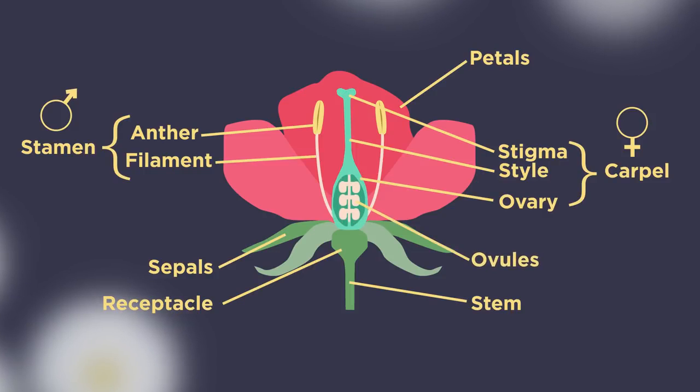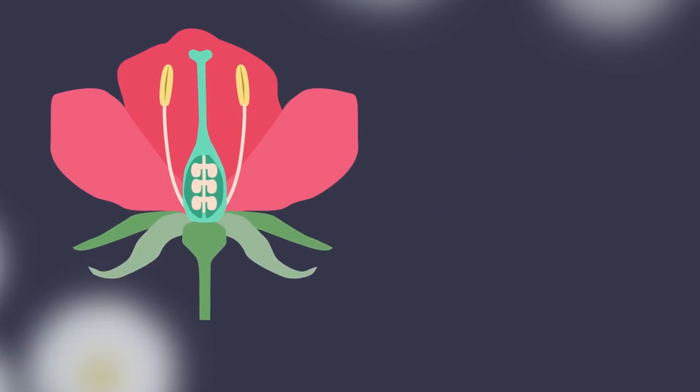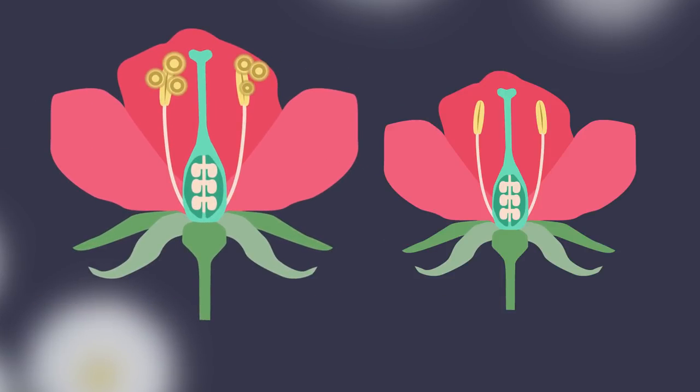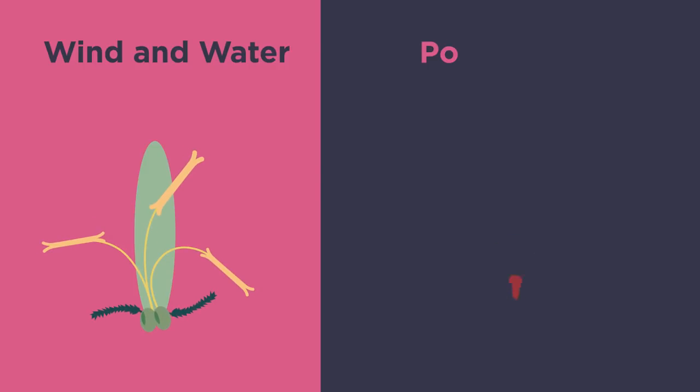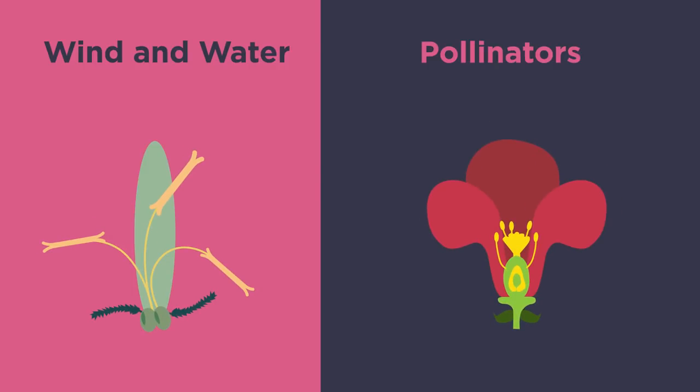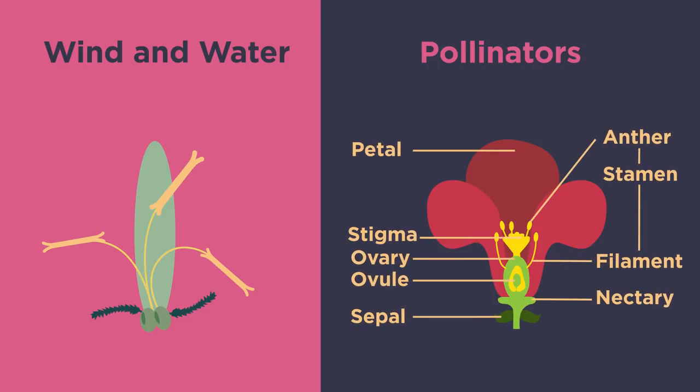So how does pollination work? Pollination is the transfer of pollen from the male anther of one flower to the female stigma of another. Flowers can be pollinated in different ways, by wind and water, or by pollinators such as insects, birds, and other animals. Flowers pollinated by pollinators are structurally different from those pollinated by wind or water.